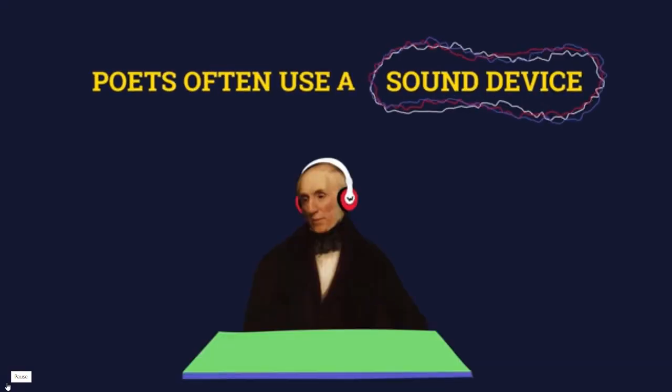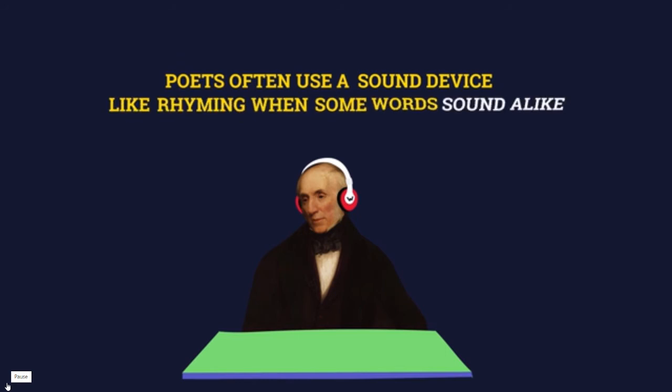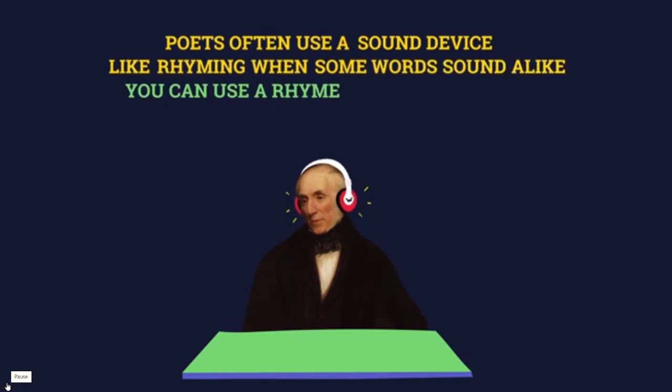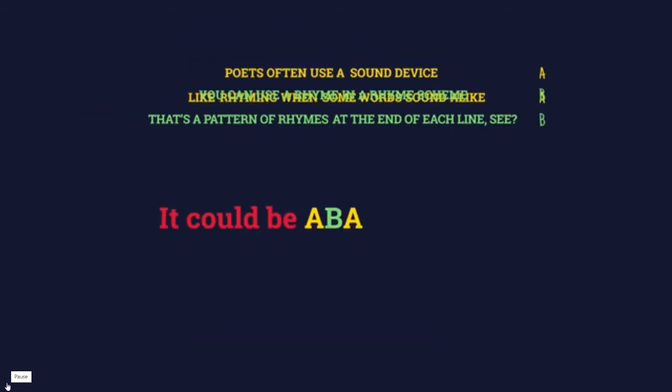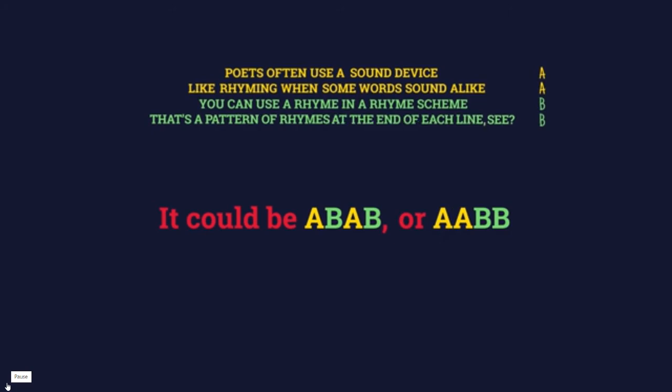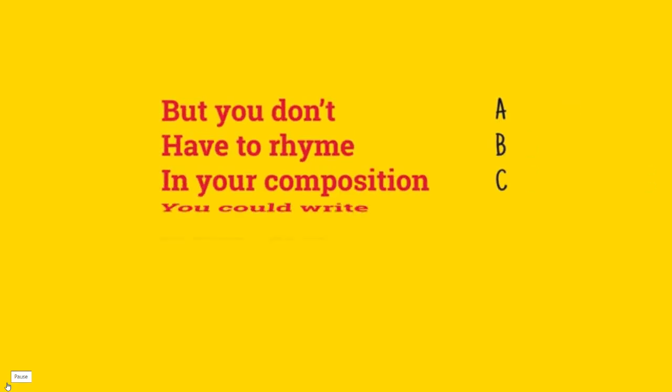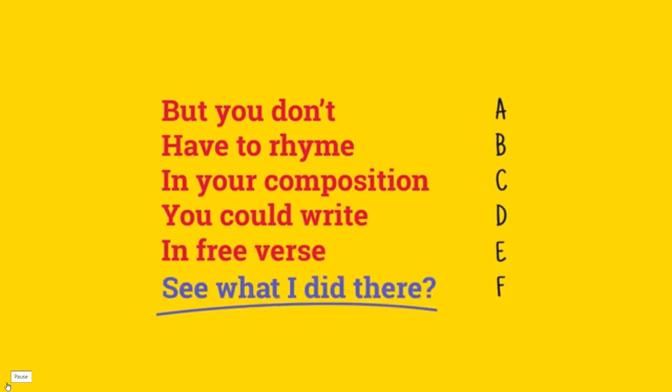Poets often use a sound device, like rhyming, when some words sound alike. Like you can use a rhyme in a rhyme scheme. That's a pattern of rhymes at the end of each line. See, it could be A B A B or A A B B or many others. Do you see? But you don't have to rhyme in your composition. You can write in free verse. See what I did there?